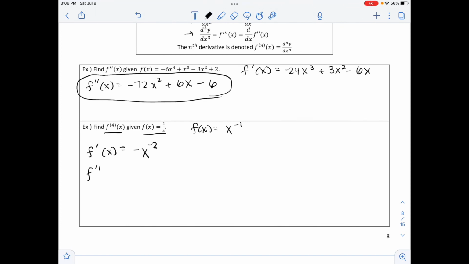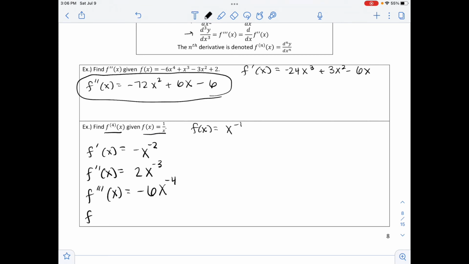Our second derivative is going to be negative 1 times negative 2, or positive 2, x to the, and subtracting 1 from the exponent, this is now going to become negative 3. Our third derivative is going to become 2 times negative 3, or negative 6, x to the, subtracting 1 from the exponent, will become negative 4.